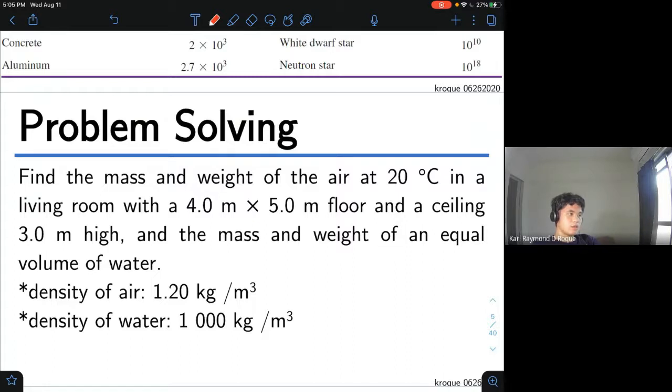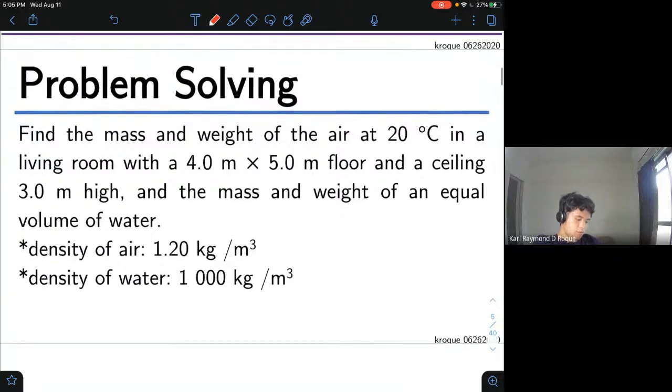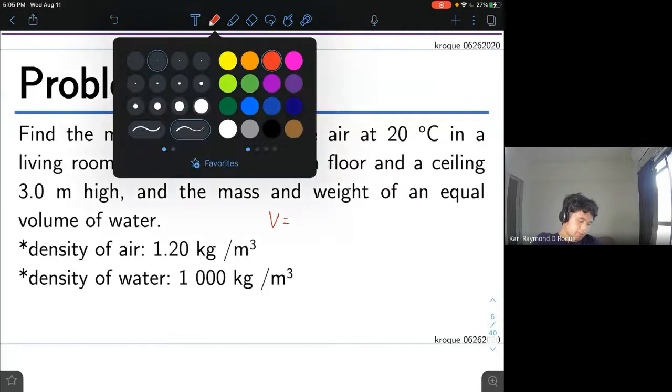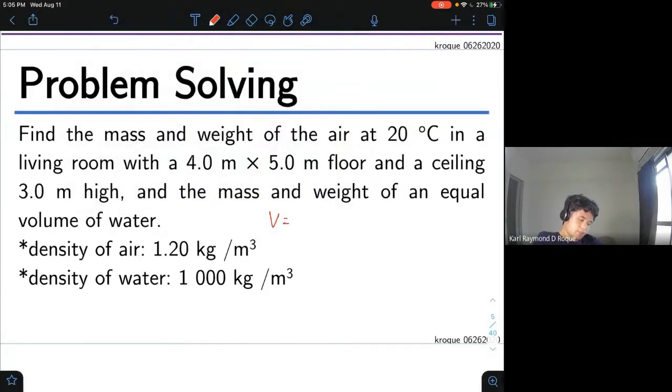Check natin. Okay. Okay lang naman. Okay. Sige, that's enough. That's 2 minutes. Tama kayo. So, syempre, una natin gagawin is to get the volume. Length times width times height is 60 cubic meters. So, we just compute mass and weight.